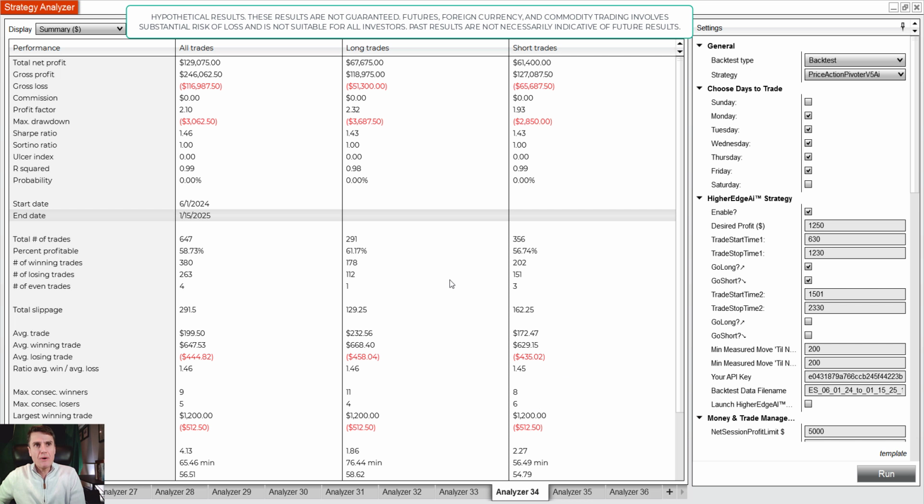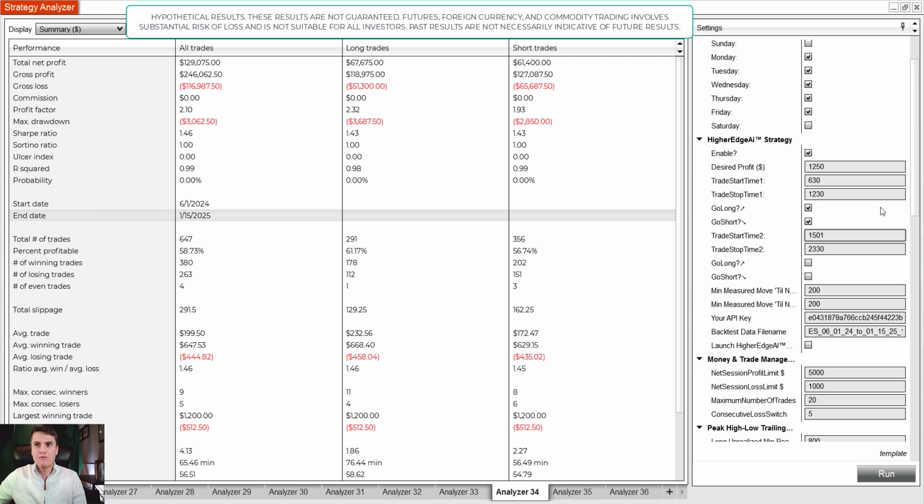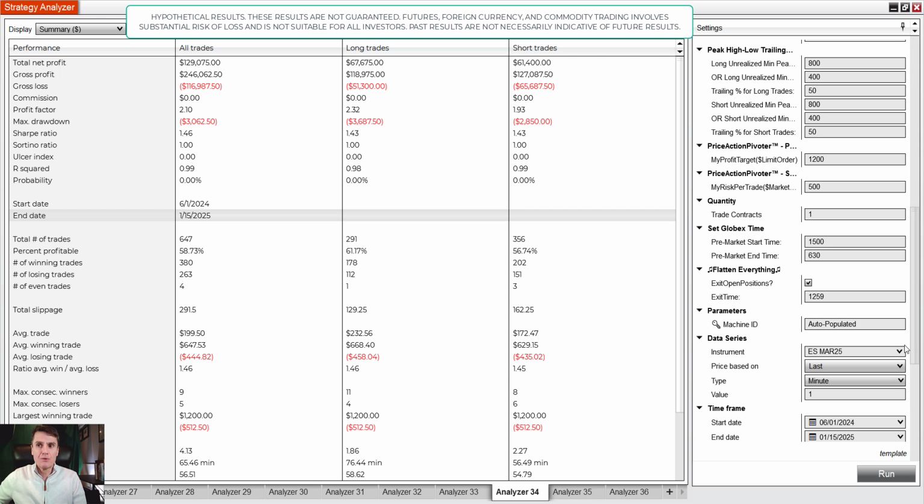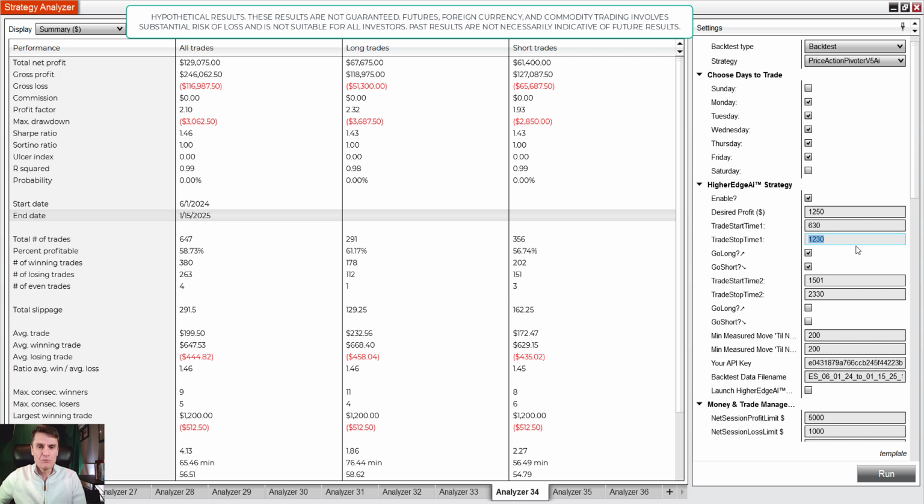So what you're seeing on the screen right now is ES. This is Price Action Pivoter V5Ai. I'm looking for trades 5 days a week, Monday through Friday, essentially during RTH hours, so 6:30 is when the market opens, Pacific Standard Time. 12:30 is when I'm stopping looking for trades. The reason for that is because my flatten everything time is 12:59, 1 minute before regular trading hours close. So I want to give the trade at least some room to breathe. So the last trade that it's looking for is 12:30.